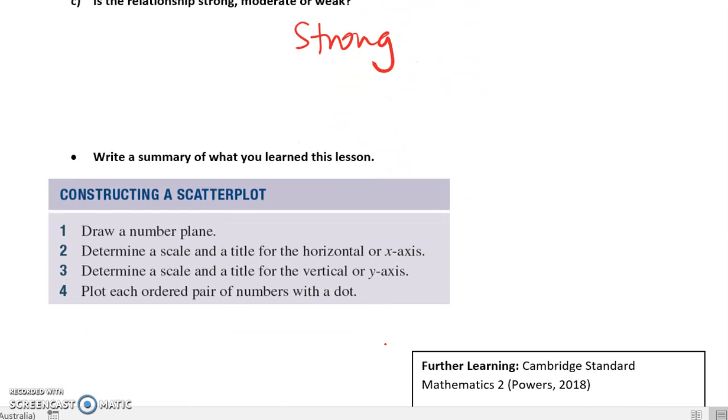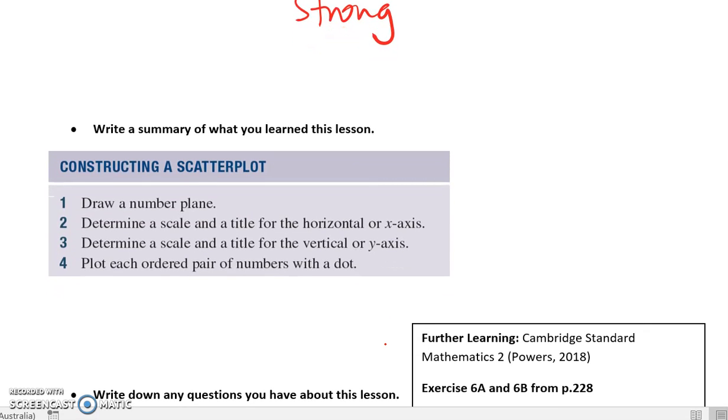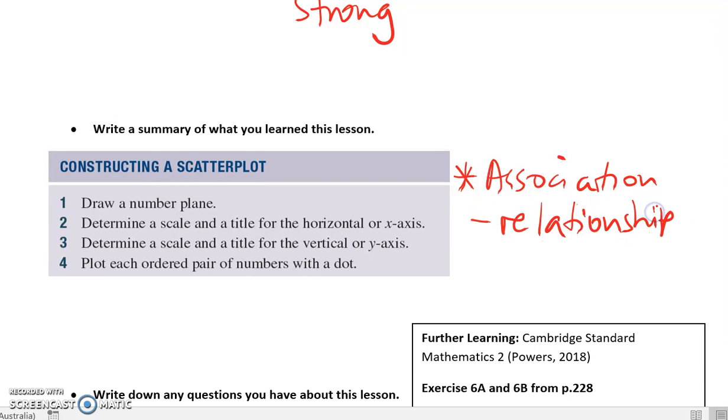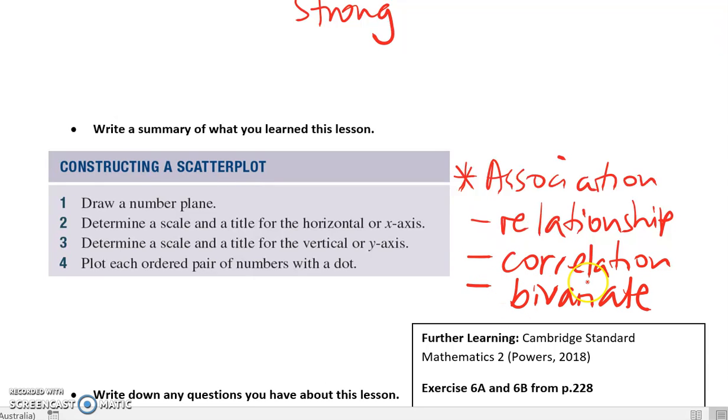So just to recap, if you want to draw a scatter plot, you've got to do these 4 things. Have a look. Also write down a couple of other summary points. We learned about something called association. I was using that word in conjunction with the relationship of the correlation. I've been using the word correlation, which also means like relationship. We've been using the word bivariate.